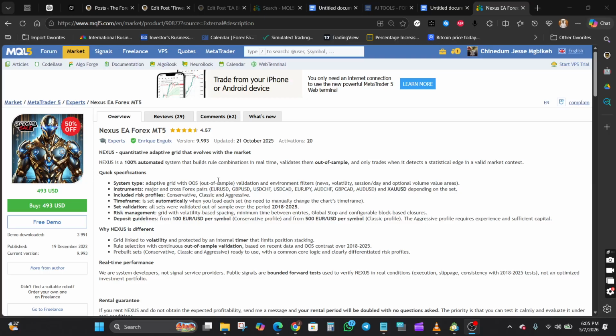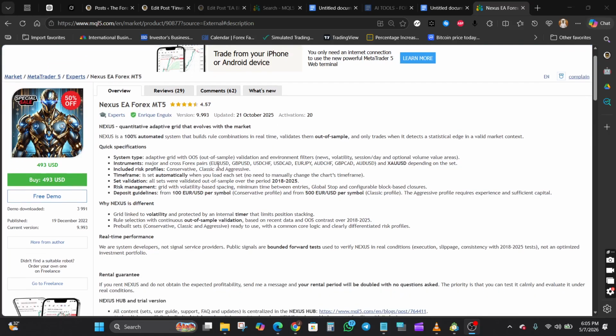So now this particular EA is currently available for MT5, right? And it is positioned as a fully automated adaptive grid system with quantitative filtering and out of sample validation built directly into the logic. So this is definitely one of those EAs that tries to present itself as more advanced than the usual fixed rule grid systems that you see on the marketplace.